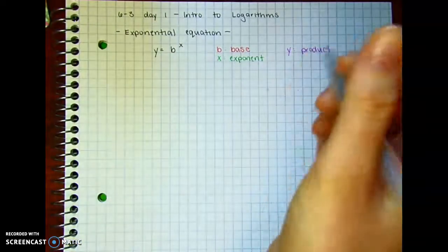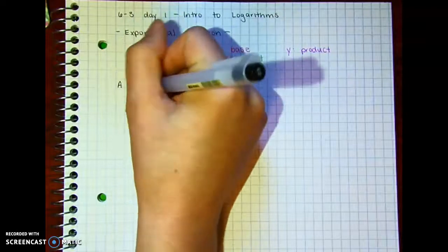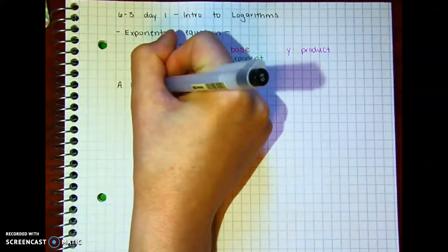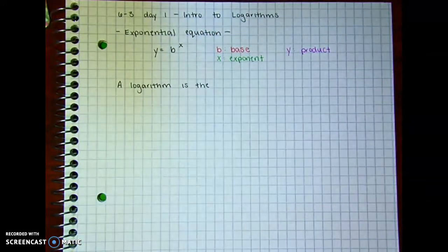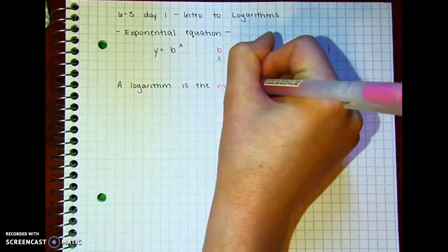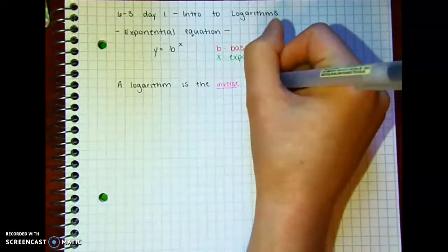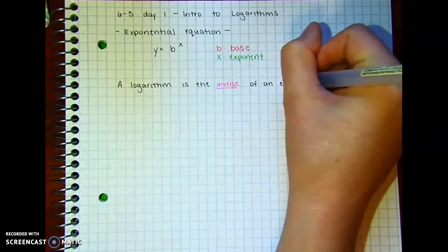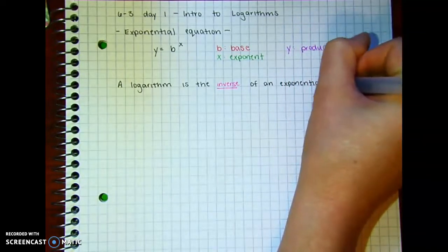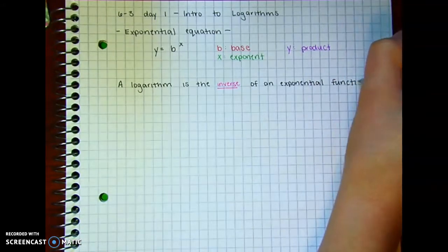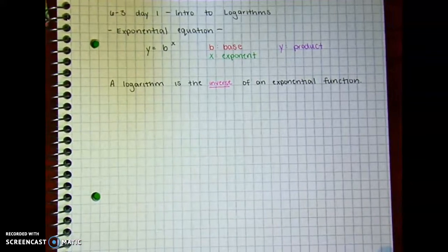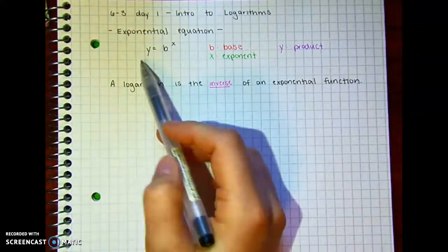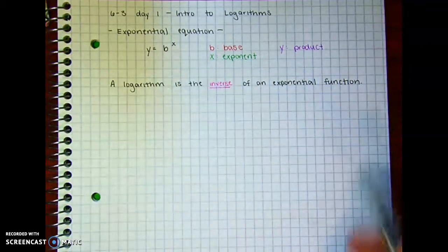All right, well, a logarithm is the inverse of an exponential function. So how do you get the inverse of a function? We did this in our last chapter. We swap the x and the y, so that would be b to the y equals x. But we haven't learned how to solve an equation like that, and so that's why we have a logarithm.